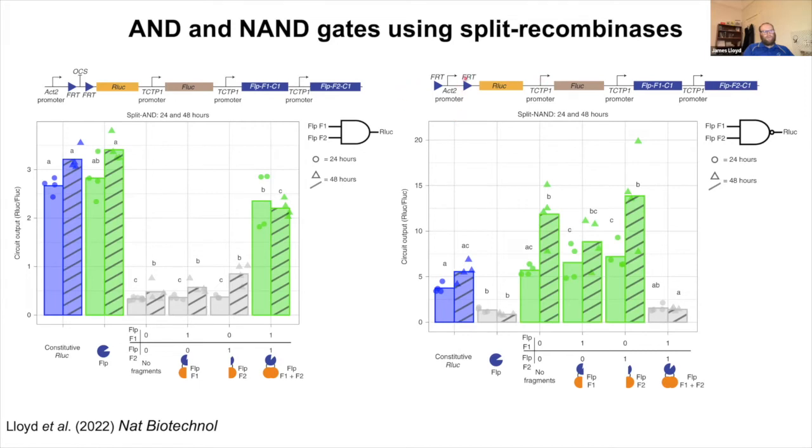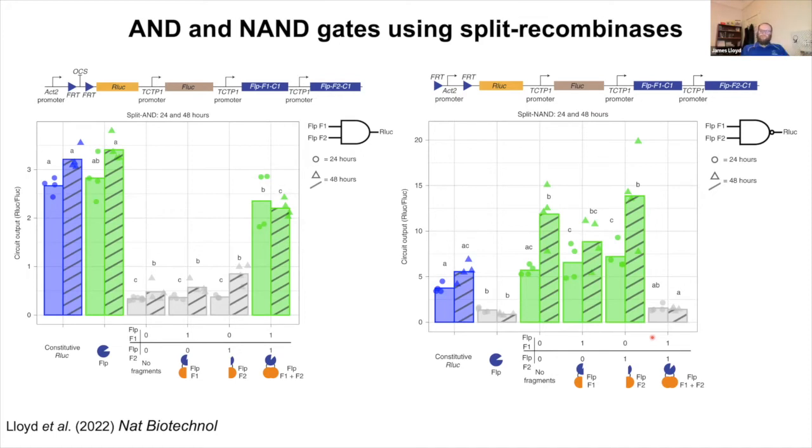The NAND gate would cut out the promoter, but only when both halves are expressed. And this is exactly what we see. We see good levels of expression, except for when we express both halves of the recombinase. So now we can get AND and NAND gate logic using these recombinases. So I think this is a great example of how we can expand out the toolkits.